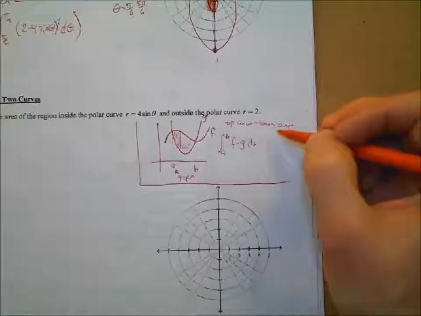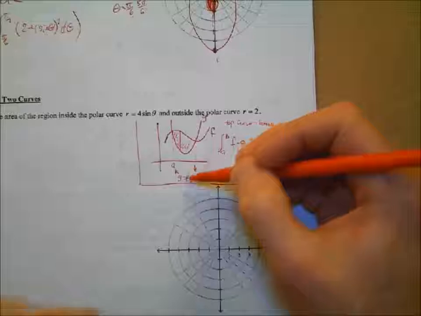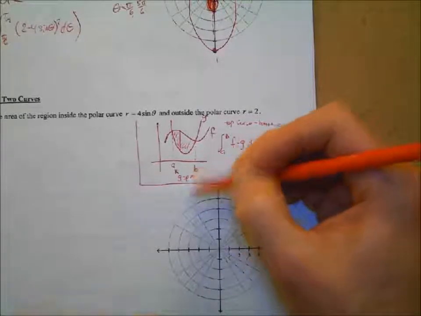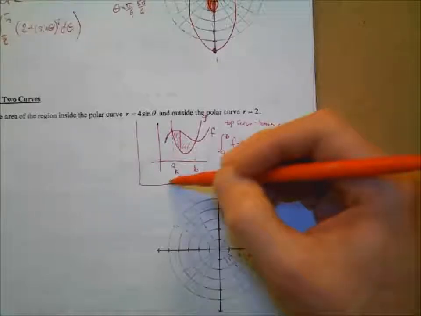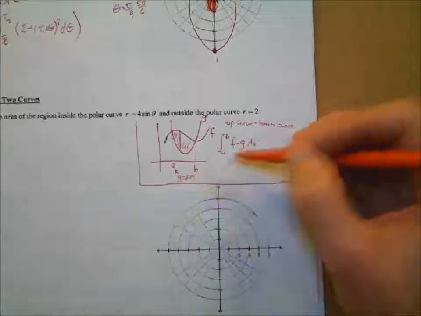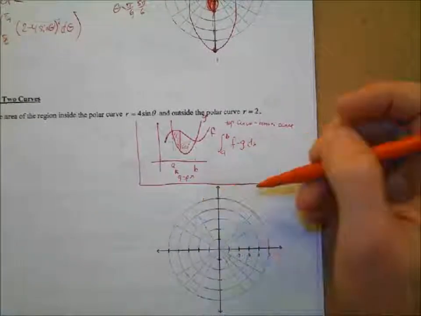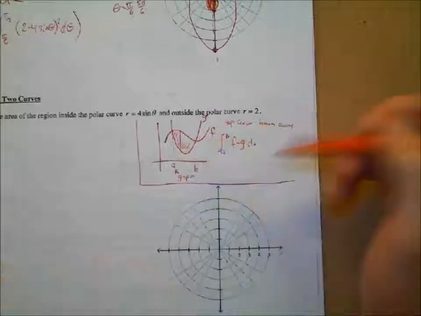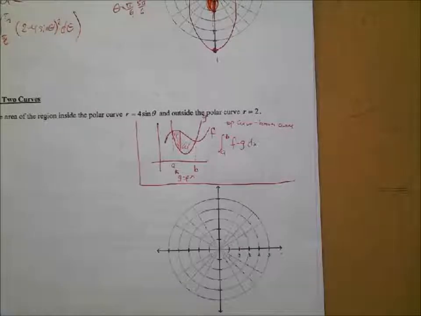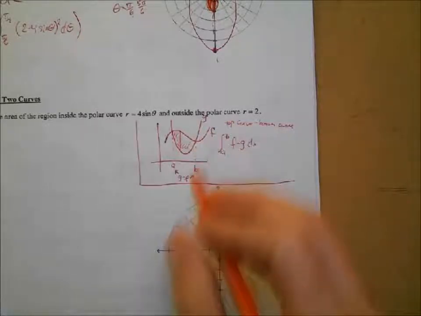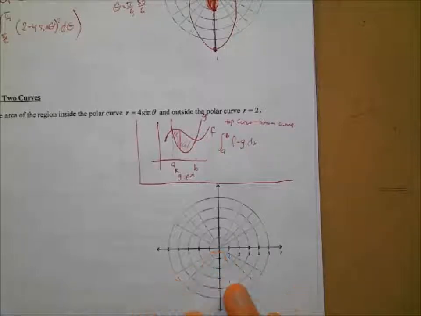And this holds true even if your region was below the x-axis. If your region was down here, you would still do the top curve, in this case the one that's closer to the x-axis, minus the bottom curve, the one that's further from the x-axis. But that's just because of the orientation with rectangular coordinates. So that's what we did here, and guess what? We're going to do something very similar for polar coordinates. So if you understand this concept, you'll be much better off for the polar stuff.